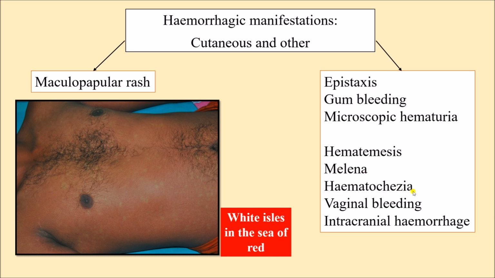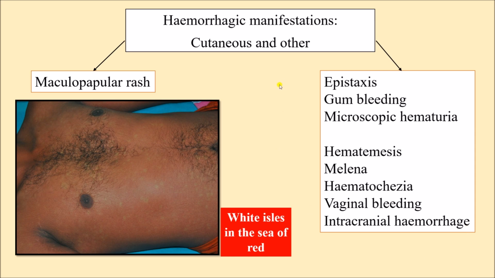Melena and hematochezia both mean the presence of blood in stool. In melena, we have dark colored tarry stool, whereas in hematochezia, we have fresh blood in the stool. We can have vaginal bleeding, dysmenorrhea can also occur, and intracranial hemorrhage may take place.